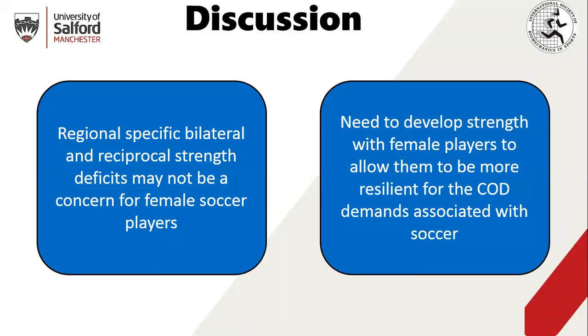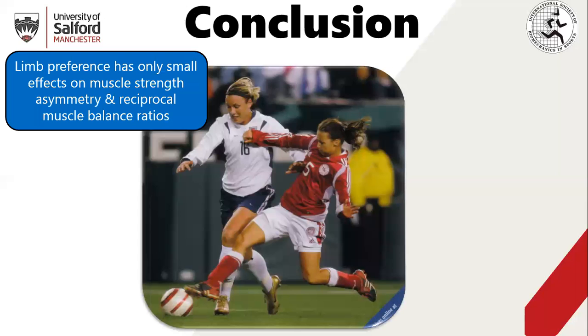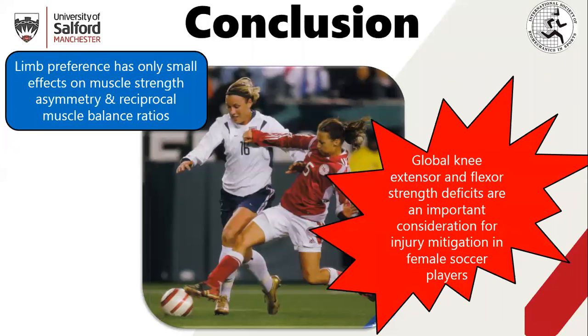The generally low absolute and relative peak moment values, particularly for the knee flexors, are likely to be of greater concern and highlight the need to develop strength with female players to allow them to be more resilient for the change of direction demands associated with soccer. To conclude, limb preference only has small effects on muscle strength asymmetry and reciprocal muscle balance ratios. However, it is likely that global knee extensor and flexor strength deficits are an important consideration for injury mitigation in female soccer players rather than focusing on regional specific strength deficits.